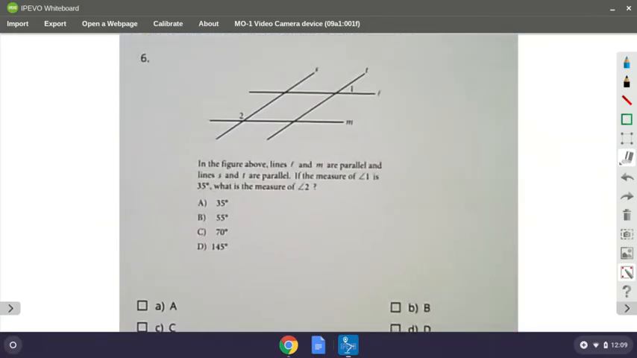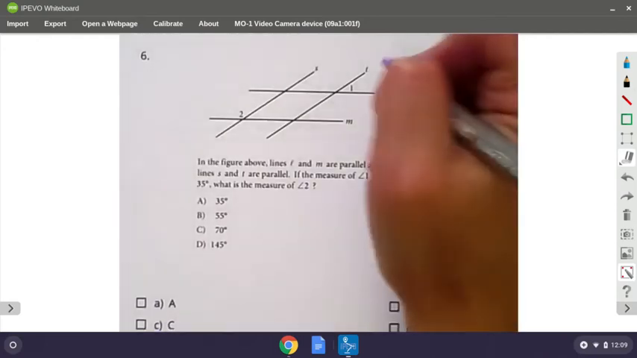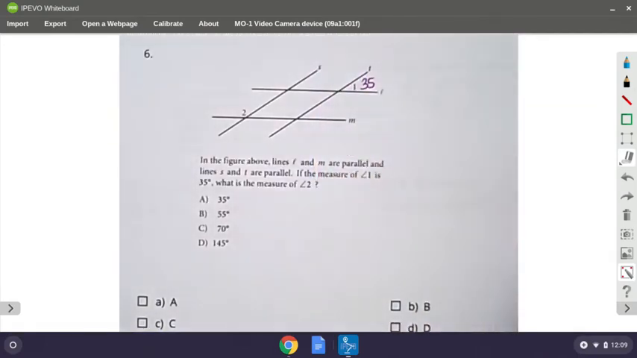Number 6 was a geometry question. So I don't know if you guys remember anything about this, but it says that L and M are parallel, and so are S and T. So it says if the measure of 1 is 35, what is the measure of angle 2?